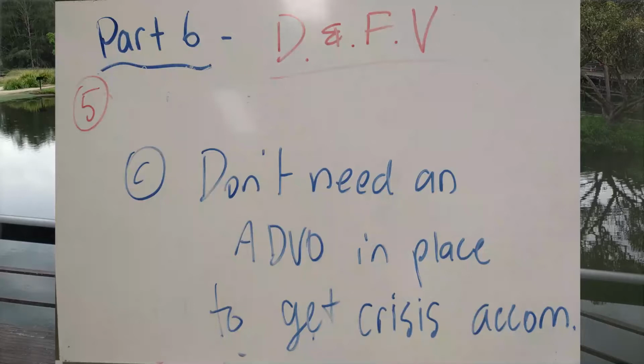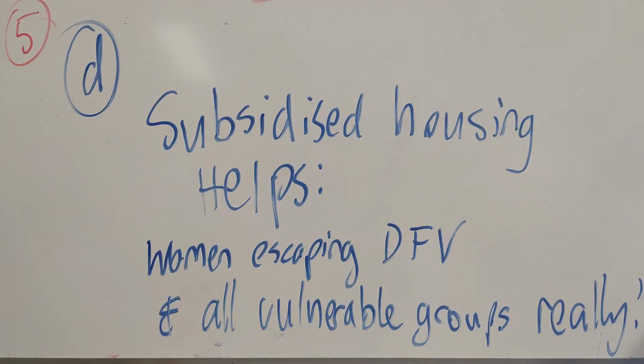That next one is about having an ADVO in place. You don't need an ADVO in place to get crisis accommodation. So that one's false. You get crisis accommodation before an ADVO perhaps gets put in place, and if one may not get put in place, you can still access crisis accommodation, crisis housing. Subsidised housing does help women escaping domestic and family violence, and certainly subsidised housing will help all vulnerable groups. And when housing is inaccessible, it does not help any vulnerable person. So that last one is true. Therefore, 5D.